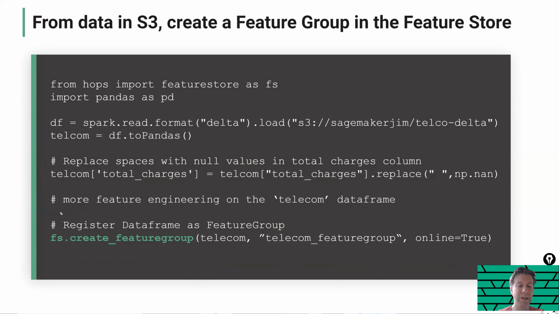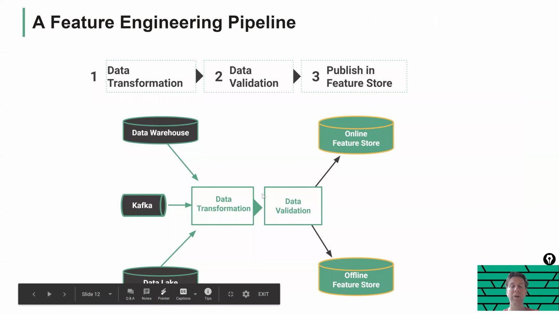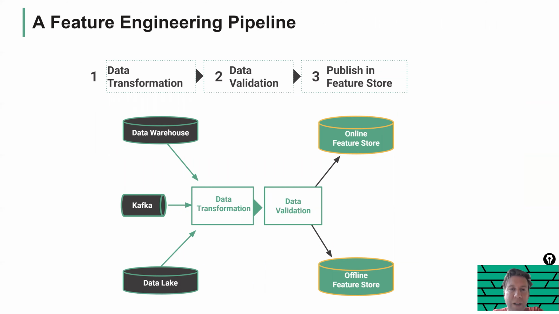If this is a pipeline that's updating an existing feature store, instead of calling create feature group, you want to call upsert on the feature group. I mentioned already that these feature engineering pipelines will do aggregations and transformations. But the other thing that they'll typically want to do is validate your data.